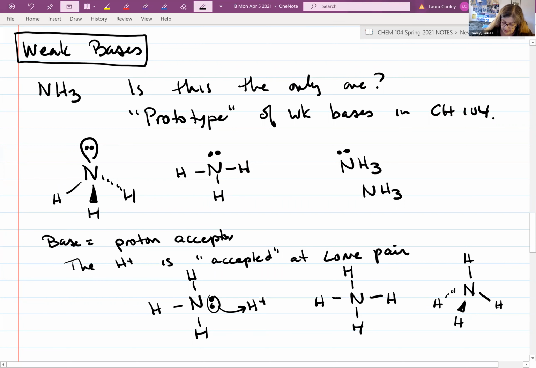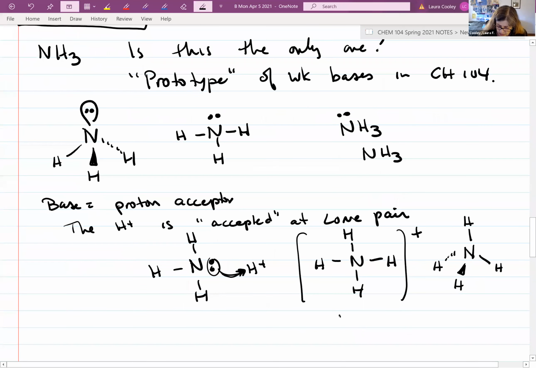And what is this thing? Did I write it right? Because when you add a proton here, by the way, the arrow goes this way because that's the direction the electrons are going to make the bond. Yeah, so now you have an extra positive charge here. So this is actually an ion, and this is the ammonium ion. And this is also the ammonium ion.